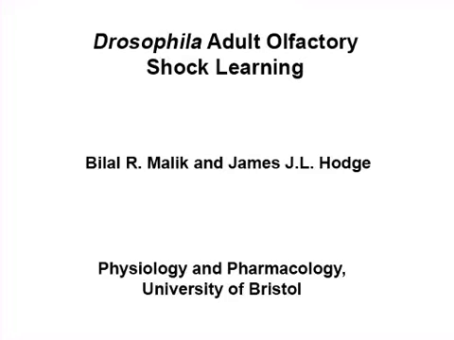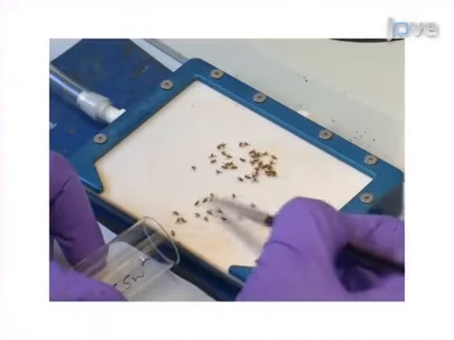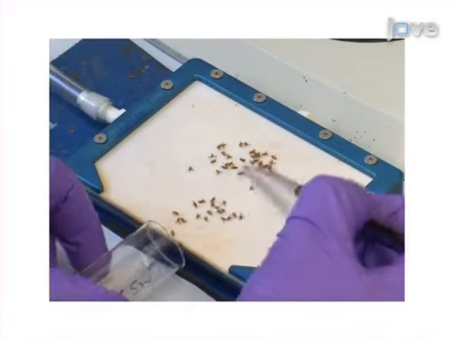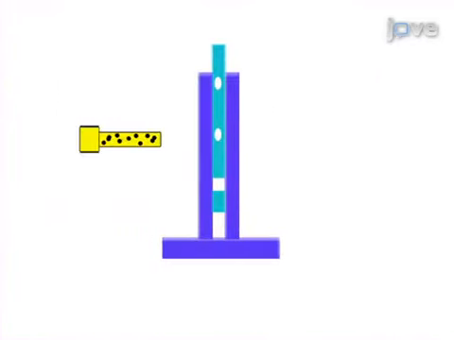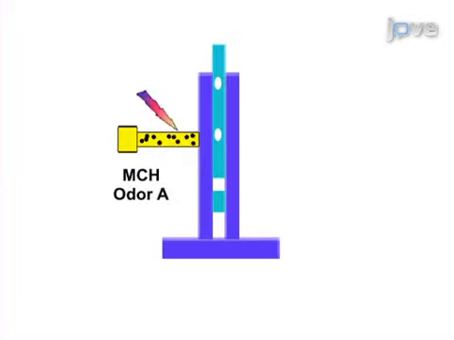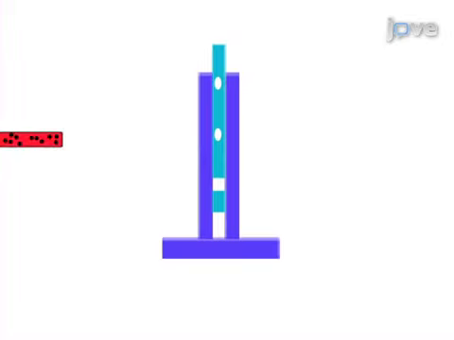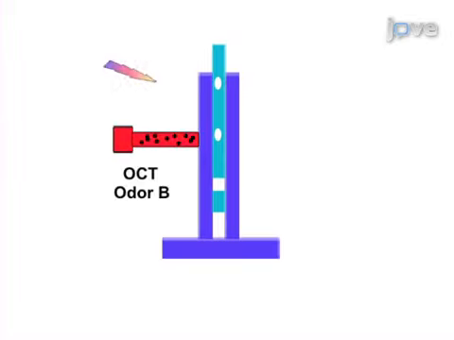The overall goal of this procedure is to measure associative memory using the adult Drosophila olfactory shock assay. This is accomplished by first collecting flies under carbon dioxide anesthesia. The second step is to expose the flies simultaneously to an electric shock and a first odor, A, in the T maze. Next, the flies are exposed to the second odor, B, without a shock.